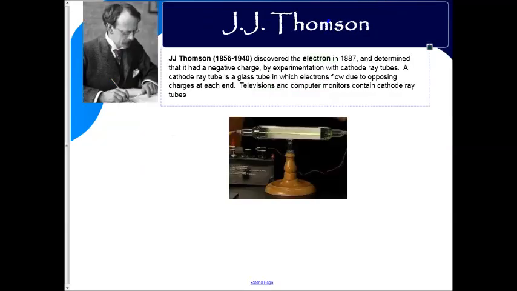Now, the next guy to come along and add to our atomic model was J.J. Thomson. And I'm going to give him a baseball-style nickname. I'm going to call him Plum Pudding Thomson. Now, Plum Pudding Thomson discovered the electron in 1887, and he determined that it had a negative charge. And he did this with experimentation using cathode ray tubes. Basically, cathode ray tubes used to be what were in televisions and computer monitors, and some of you may remember those, some of you may not. But you can thank J.J. Plum Pudding Thomson for discovering the electron.